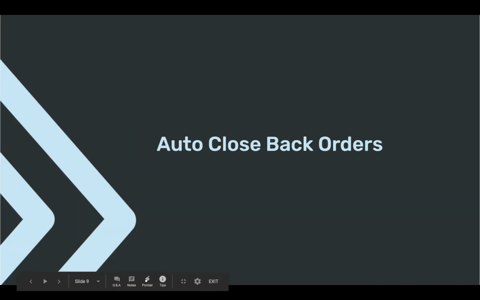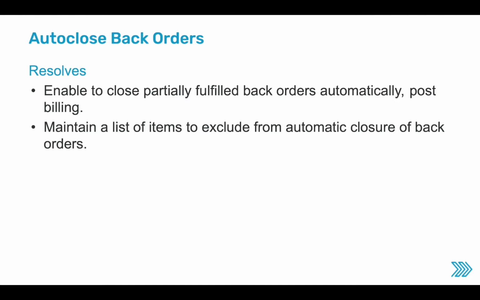Sorry for that. And Autoclose backorders. If a line item on a sales order is partially fulfilled, the remaining quantity is saved as a backorder. However, in many organizations, such backorder quantities are not fulfilled and the sales order is closed. This new Suite app enables you to close such partially fulfilled backorders automatically post-billing, and also enables you to maintain a list of items to exclude from automatic closure of backorders, which I will show you during the demonstration.